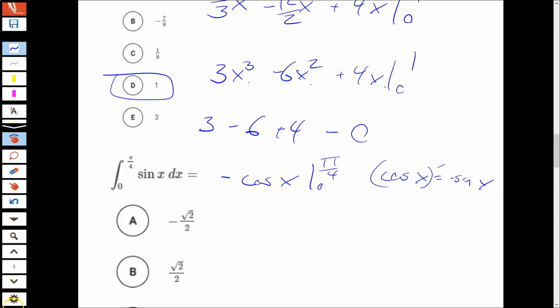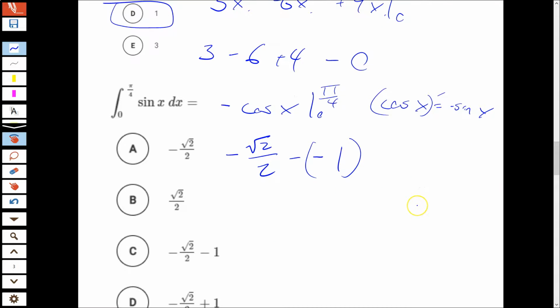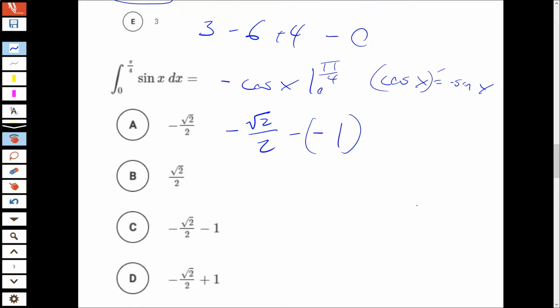And let's see now. So cosine of pi over 4 is root 2 over 2 minus cosine of 0 is 1, right? But that is also negative because of our negative here. So minus a negative 1. So we have to be very careful with our signs here. This ends up being a positive 1. So negative square root 2 over 2 plus 1.